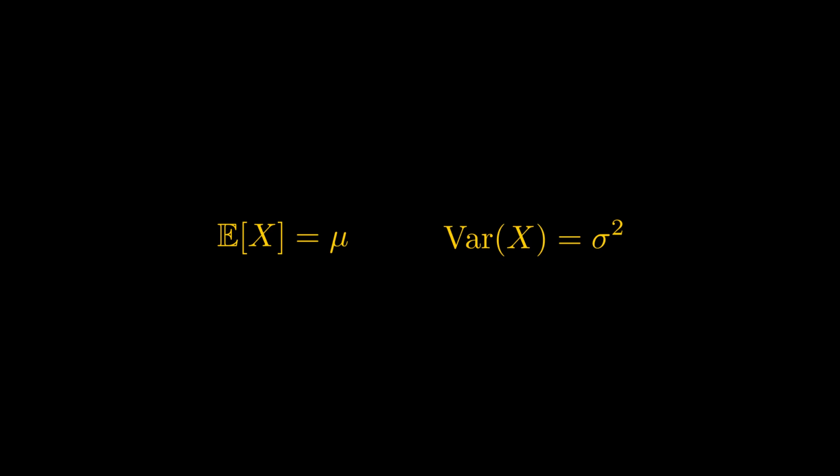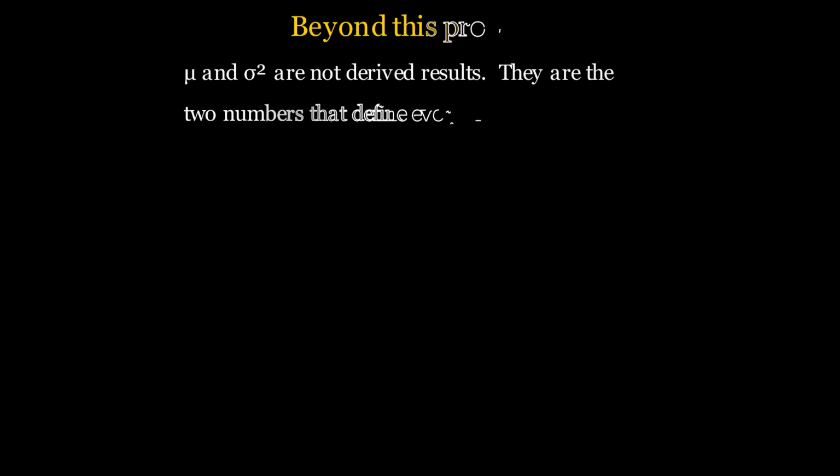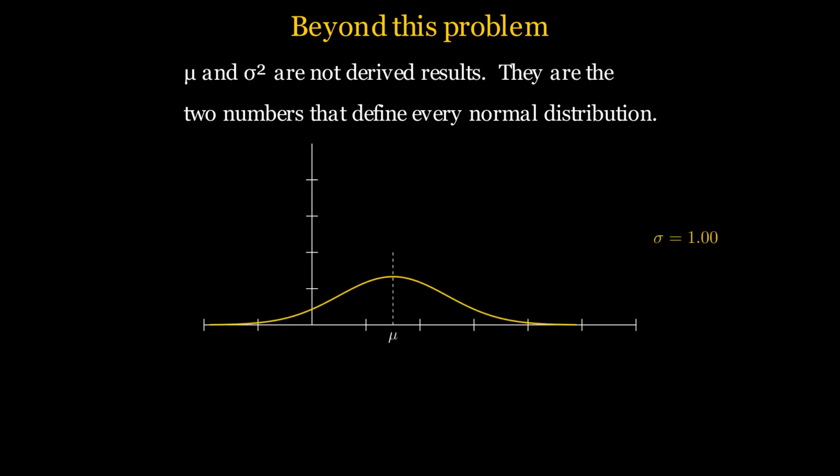E of x equals mu. Var of x equals sigma squared. These results reveal something profound about the normal family. Mu and sigma squared are not derived results or convenient labels. They are the defining parameters of the entire family of normal distributions. Every member of this family is completely and uniquely described by exactly two numbers: its mean, which locates the center, and its variance, which controls the spread.